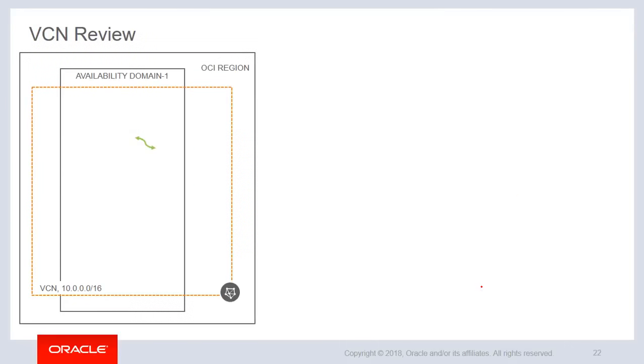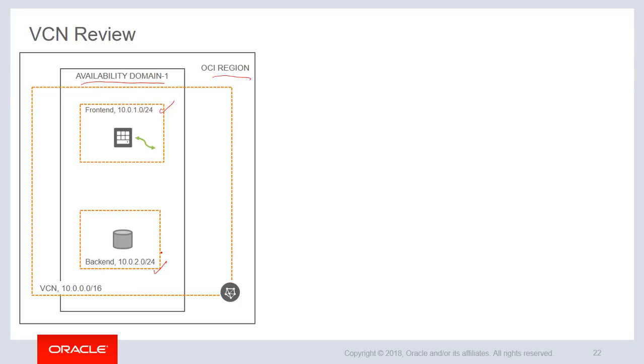So as we have been seeing, we have our OCI region here. Now, to make it simpler, I just have one availability domain. It has two more availability domains, but I'm not showing them here. So I have two subnets. I have a front end here, 10.0.1.0/24, and I have a backend, 10.0.2.0/24. So two subnets within a VCN. And as you could guess, my first subnet has a web server, so it is public, and my other subnet has a database backend, so it's a private subnet.